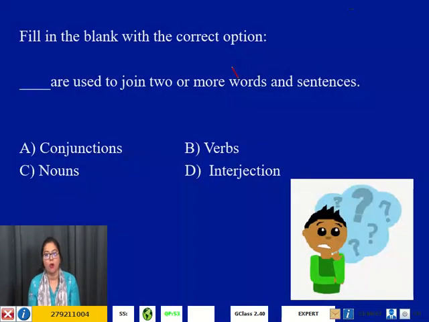In the question there are four options, right? So I will give you some time to answer the correct answer among these. First of all, I'll read out the question. Listen to the question carefully, okay? Fill in the blanks with correct option. Dash are words used to join two or more words and sentences. Option A, conjunctions. Option B, verbs. Option C, nouns. Option D, interjections. So I'll give you 20 seconds of time and your time starts now.